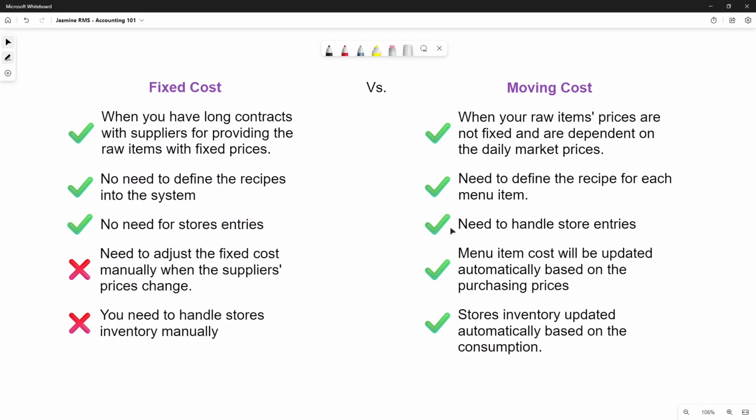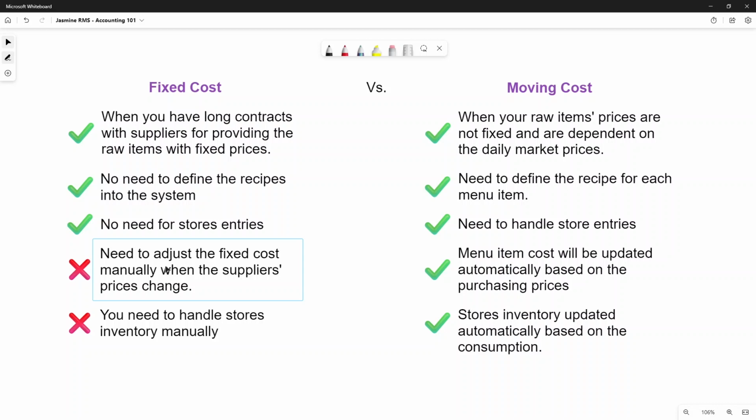Now, the advantages of the moving cost are obvious. Menu item cost will be updated automatically based on the purchasing prices. So today I purchased the tomato with 3.5 Qatari riyal per kilogram. The ingredient cost will be updated and it will affect the recipe, and the recipe will be updated automatically and it will affect all the menu items that have tomato inside. So all the menu item cost will be updated daily based on the purchasing price.